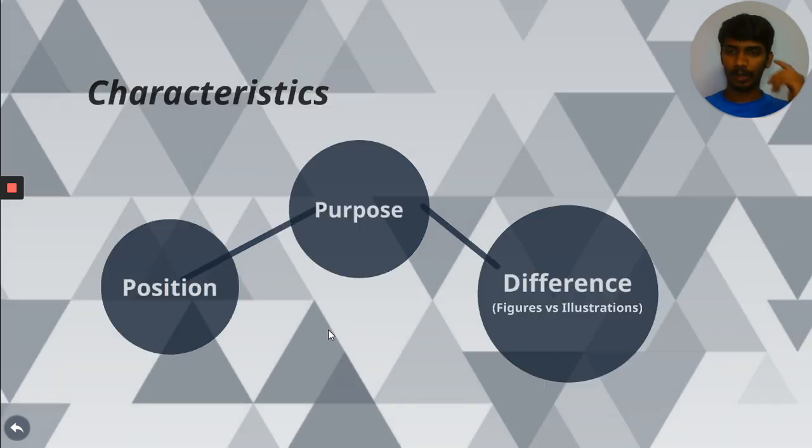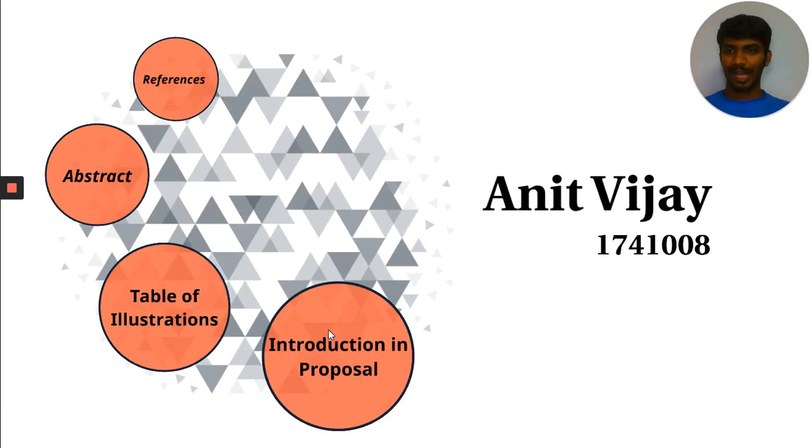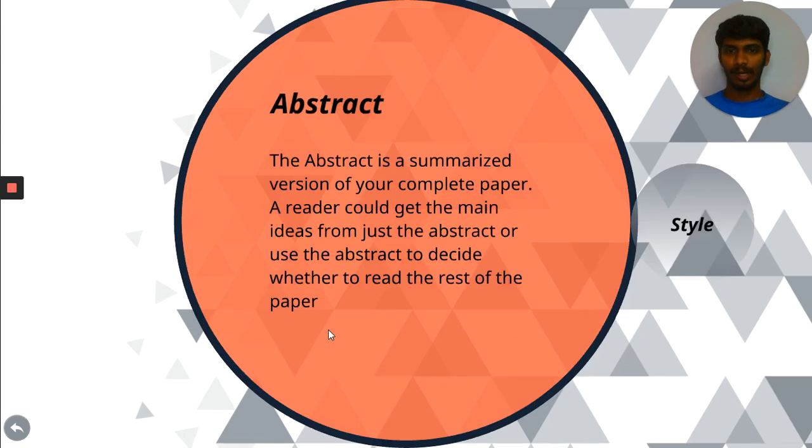So moving on, abstract. The abstract is a summarized version of your complete paper. A reader could get the main ideas from just the abstract or use the abstract to decide whether to read the rest of the paper or not. The abstract is a brief outline of what your research paper is trying to do and what are the outcomes or results which you have drawn from your research.